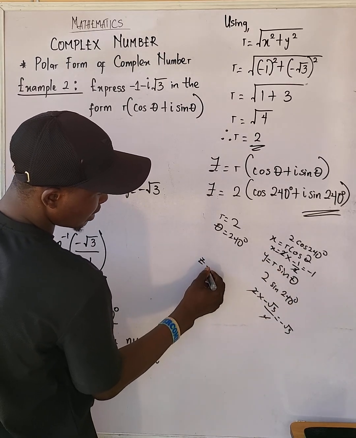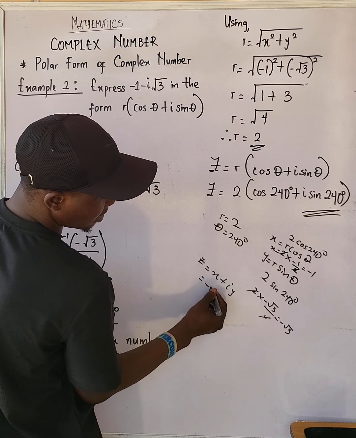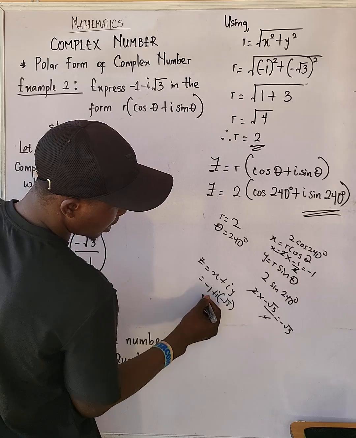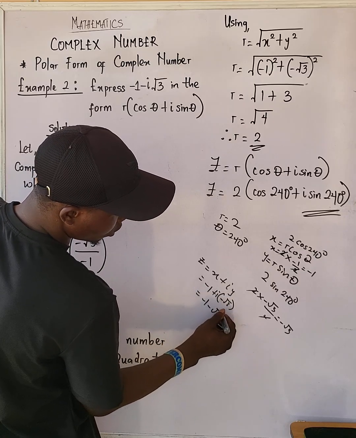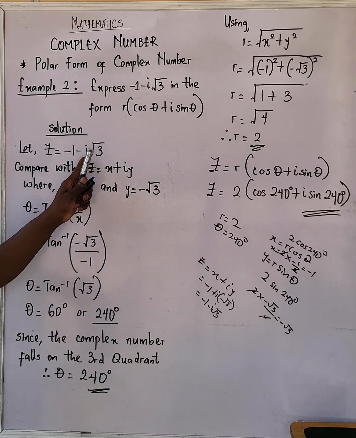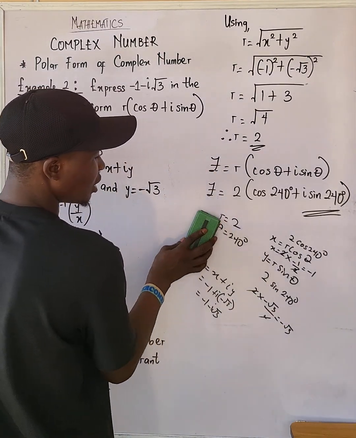So you put it inside the complex number x plus yi. What's our x? Minus 1 plus i times minus root 3. So what's that going to give us? Minus 1 minus root 3 minus i root 3. See that it will take you back to your complex number. Do you understand? So they are just very, very simple.